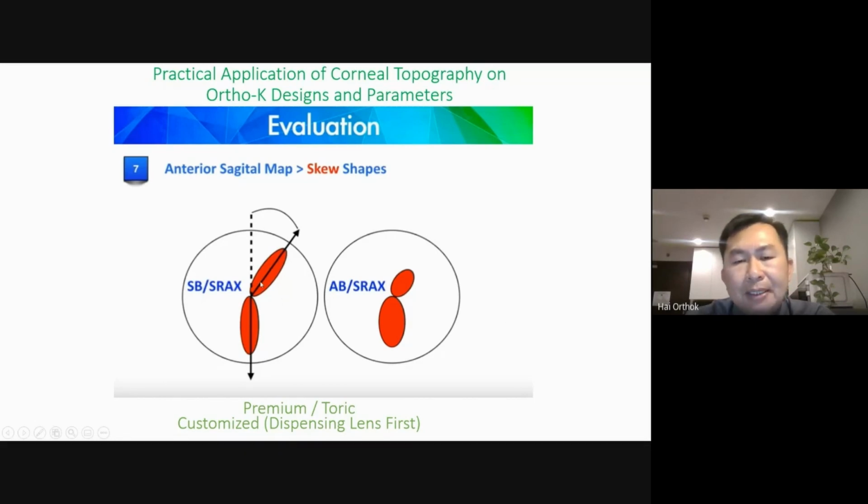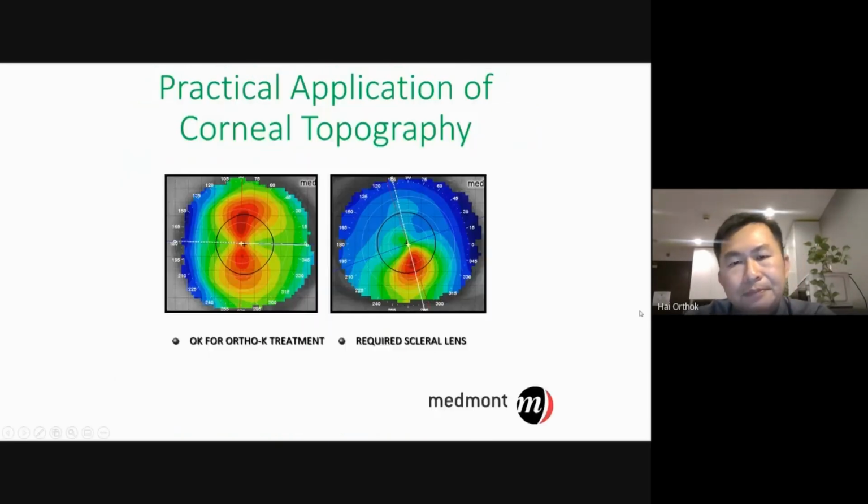With a very big morphology of the astigmatism, it will decenter on this side, and if it's very thin, it will decenter on the opposite side. Because of that, you really need the customized sets or the dispensing set before you make the customized lens for this patient more effectively.